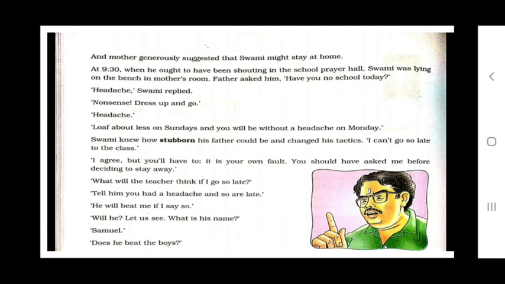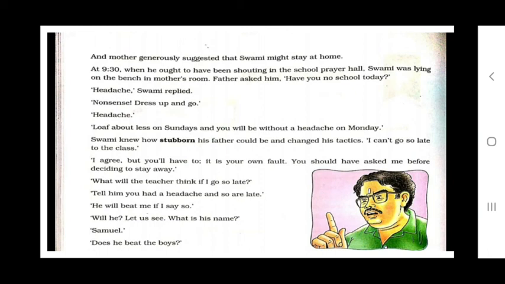What will the teacher think if I go so late? Tell him you had a headache and so you are late. So Swami said, what will the teacher think about me, that I am going so late to the school. Father said, okay, tell him that you had a headache, so that's why you are late. But Swami, let's see what he said. He will beat me if I say so. So now he changed his tactics. He said that the teacher will be very strict. He will punish him for being late to school.